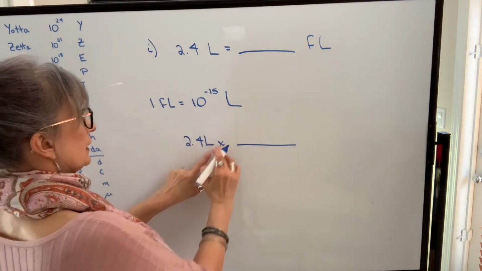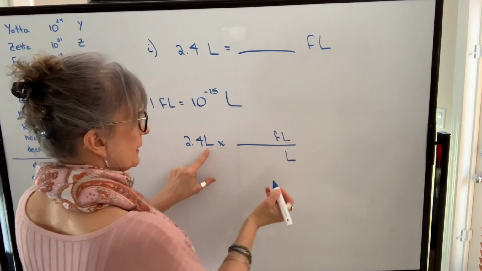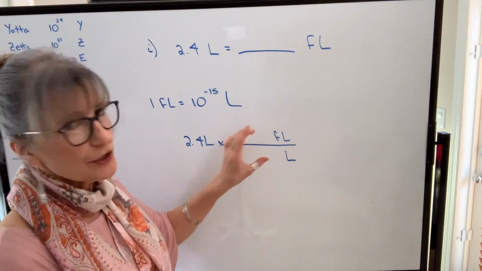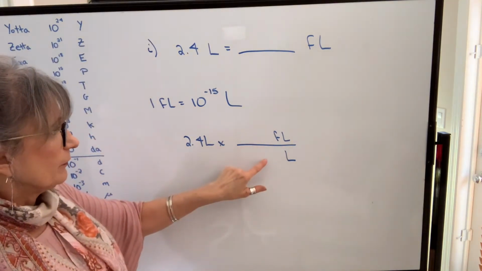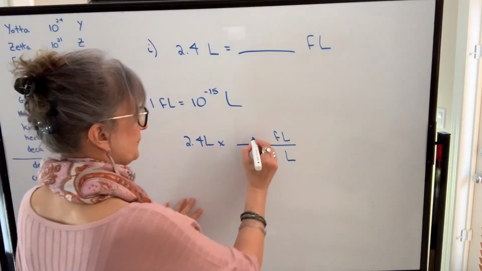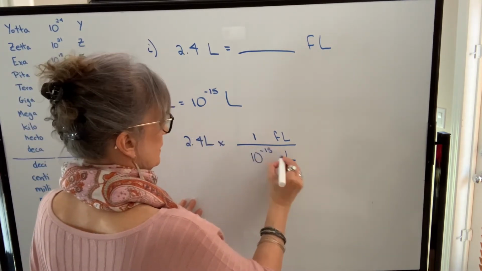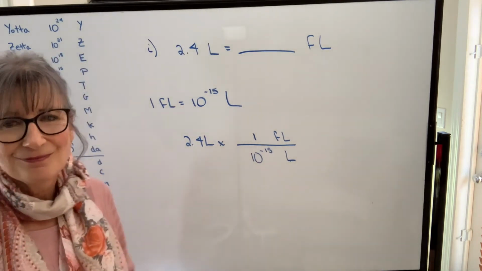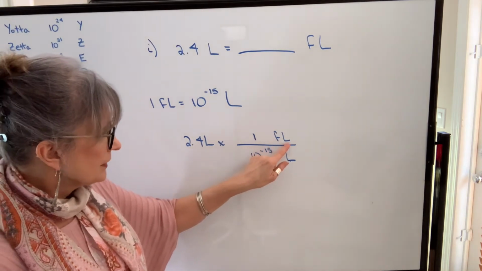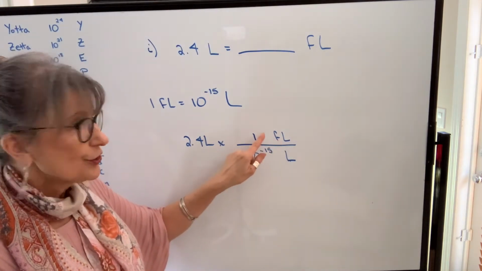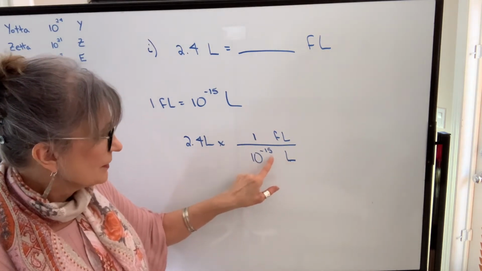Because I want to eliminate liters, I'm going to put that in the denominator and put femtoliters in the numerator. I want the value of this fraction to equal 1, so I'm not changing the value. And in order to do that, these have to be equivalent. So I know that 1 femtoliter will equal 10 to the negative 15 liters. So another way that you can remember it is that the unit that has the prefix should always have the 1. The unit of measurement that's without a prefix should always have your power of 10.